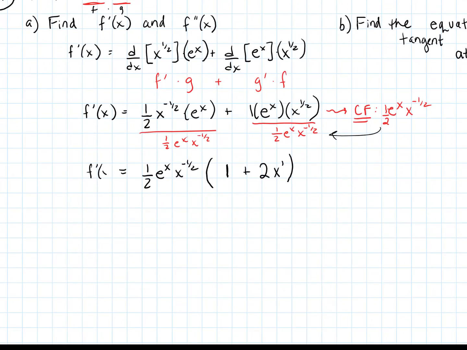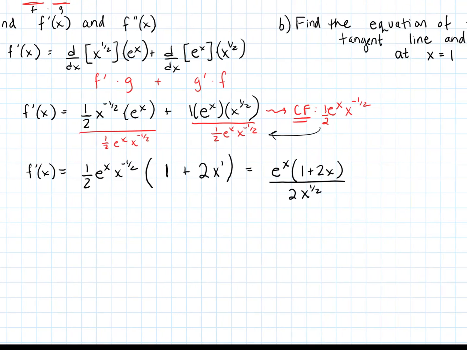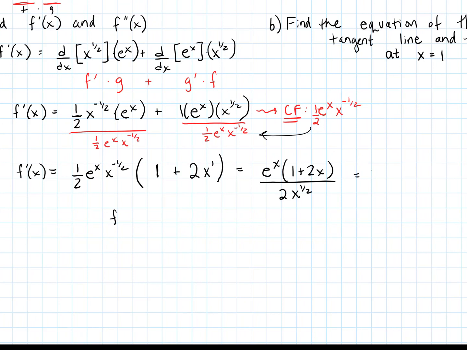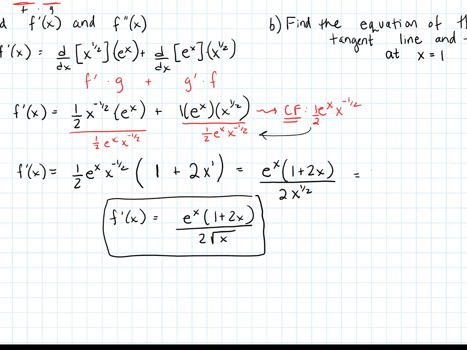So this is what f prime of x is equal to. We could simplify that just even a little more. Drop that negative exponent, so we've got e to the x times 1 plus 2x divided by 2x to the 1/2 in the denominator. Or if we like it better, we could write this as f prime of x equals e to the x times 1 plus 2x over 2 times the square root of x. I think that version might be nice when we go and find equations of tangent lines, so I will leave it in that form. Okay, so there's my first derivative.